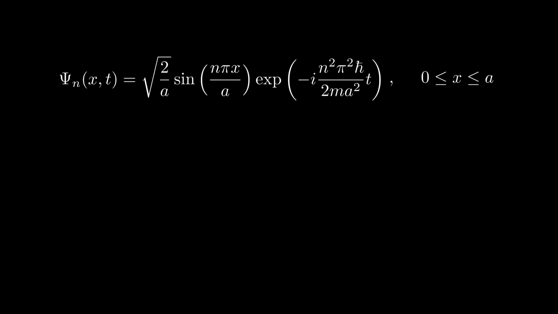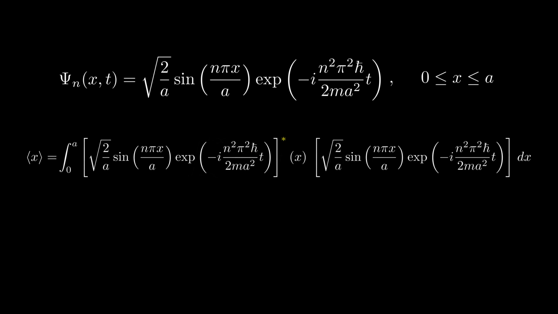To calculate the expectation value of x, we revisit the general formula, where psi star is the complex conjugate of the wave function. This formula is standard in quantum mechanics and allows us to calculate the expected value of x in a given quantum state. Now, let's substitute the wave function into this formula.